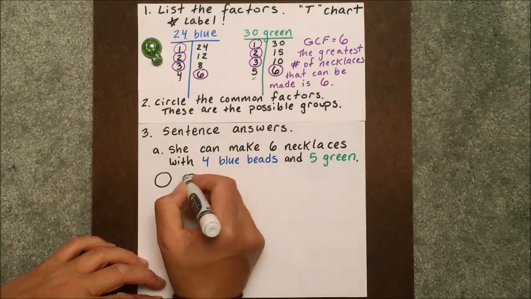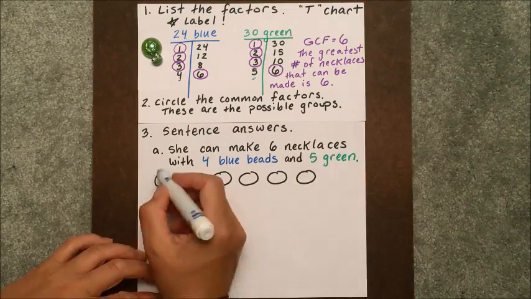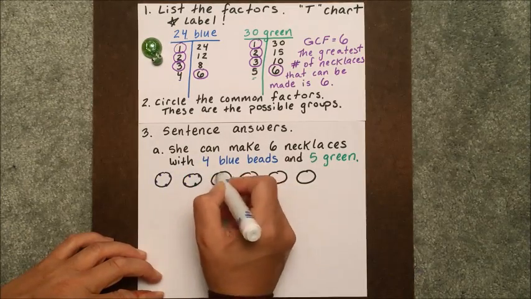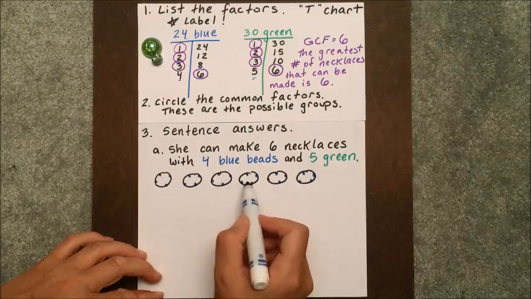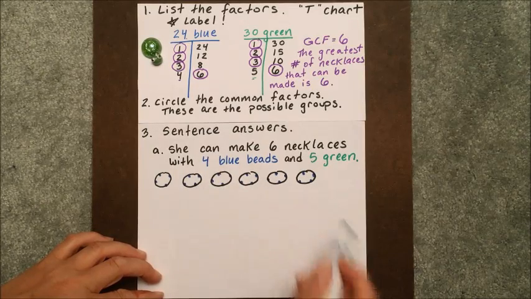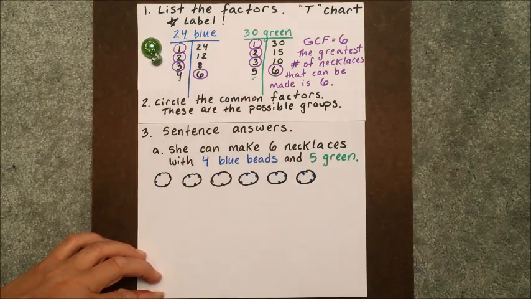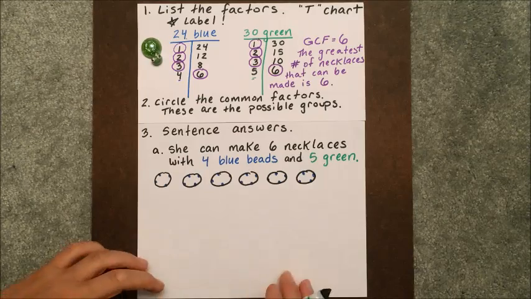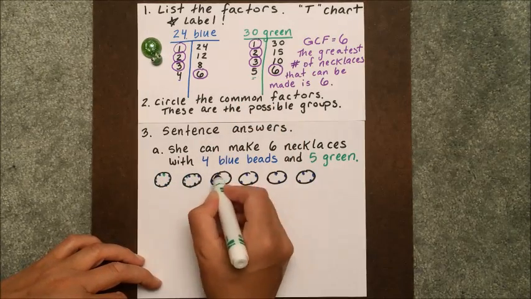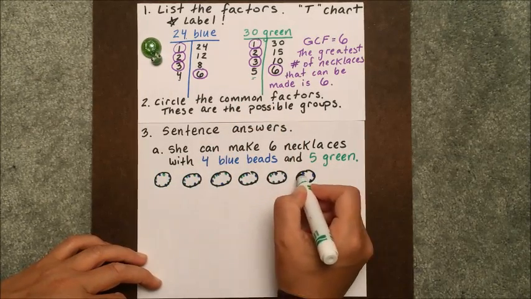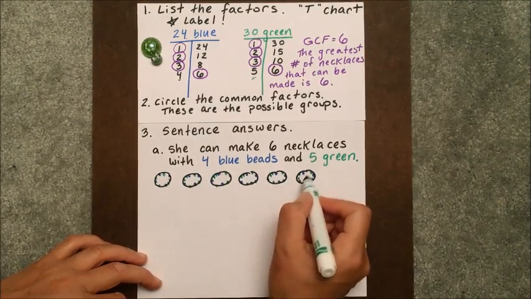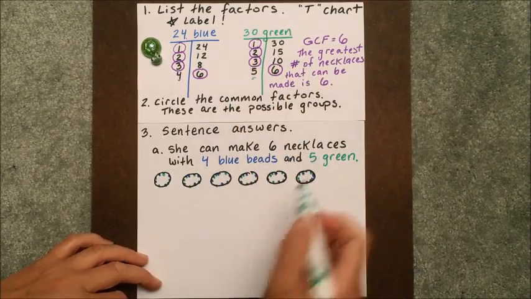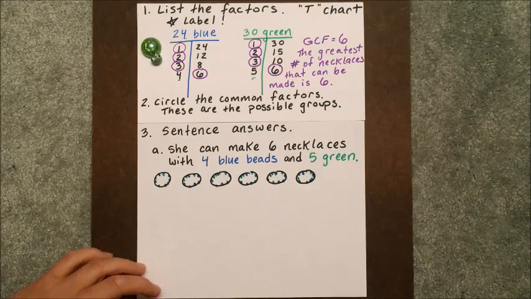So to visualize that, we have our 6 necklaces with our 4 beads on each one. And if you multiply that, we basically have 4 times 6, which is our 24 blue beads. Then we have our 5 green beads on each one. So if you multiply that, or count 5, 10, 15, 20, 25, and 30, that gives you the 30 green beads.